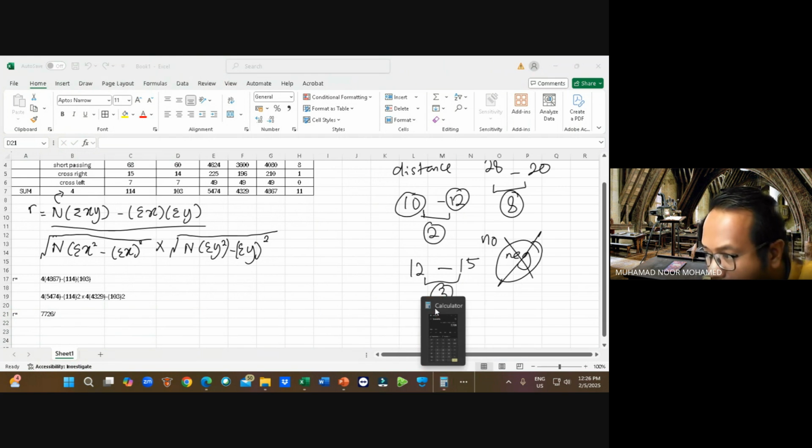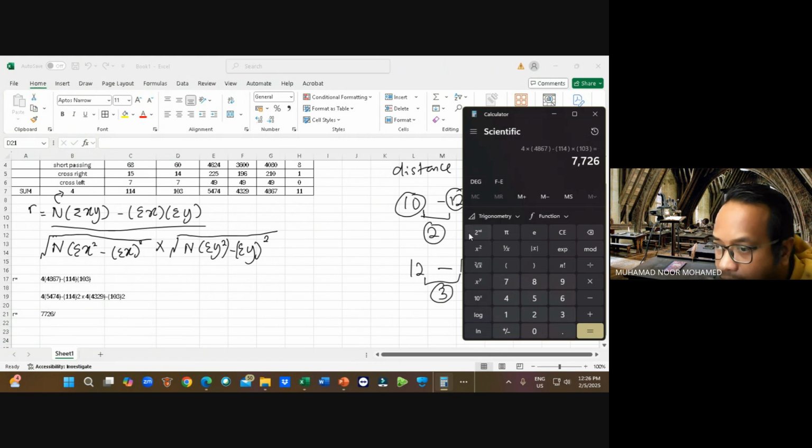let's take the bottom part. The first bottom part is for x. So we have here a square root. Where is my square root? Here is my square root. Square root of. If that is the case, we are going to write the equation first. So we have here 4 times 5474.